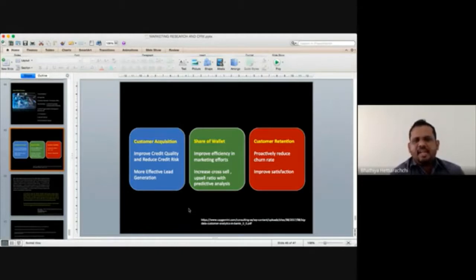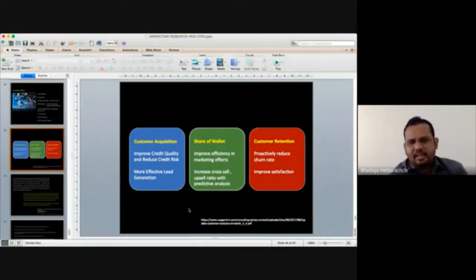So, data science can help you on that by improving credit quality and reducing credit risk, because it can give you analysis about a person that you are trying to give a credit facility, and it can also give you more effective lead generation, and it might look at your database and tell you these are prospective customers for you to cross-sell this, upsell these products. So those suggestions they will give. So that will help you in acquiring clients.